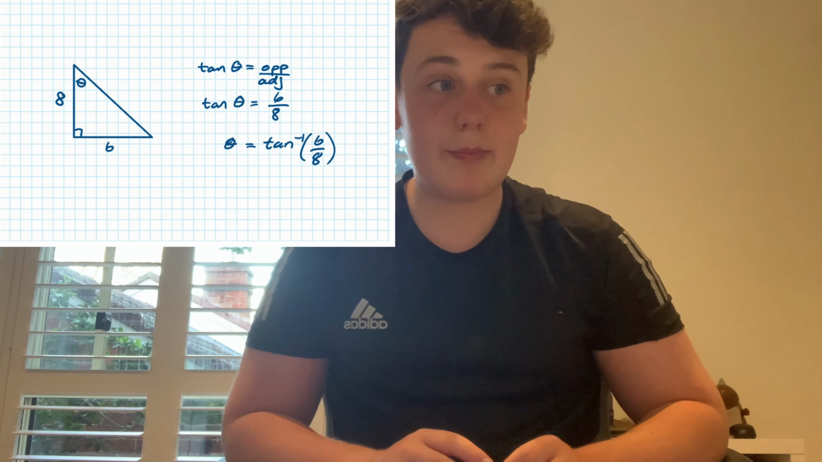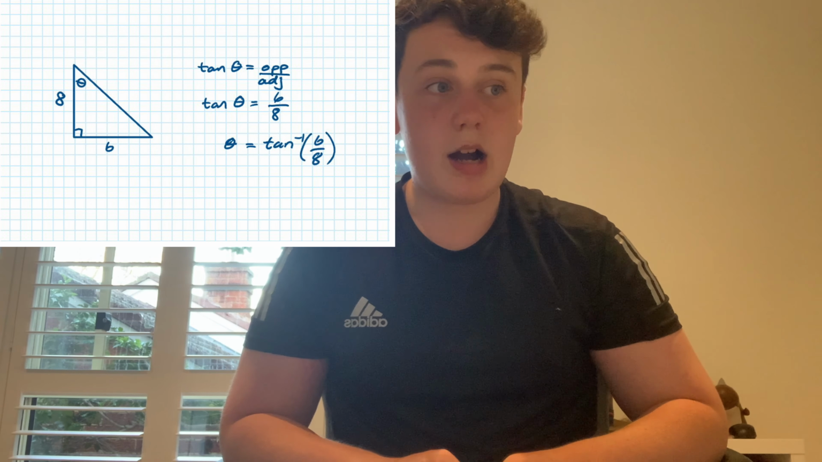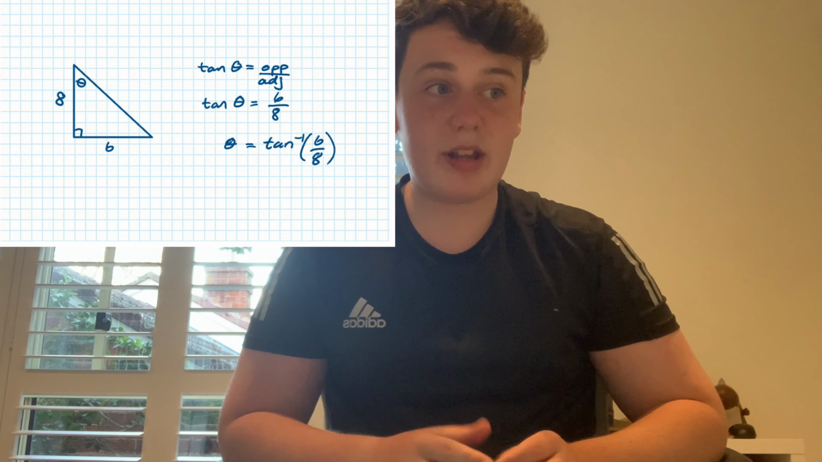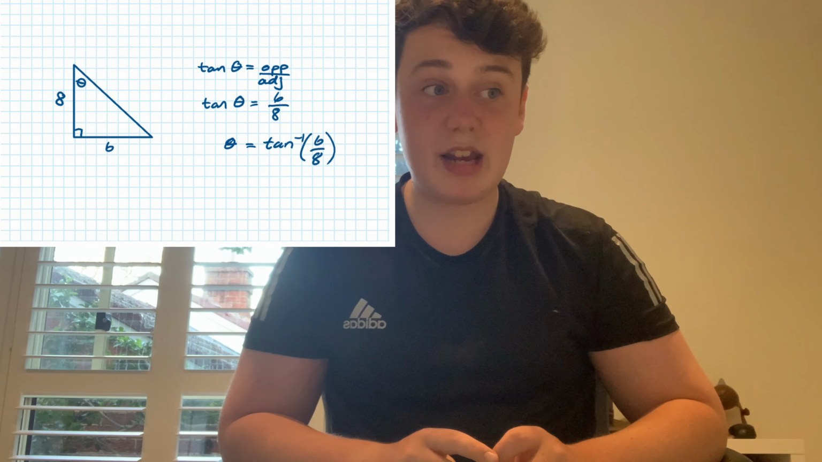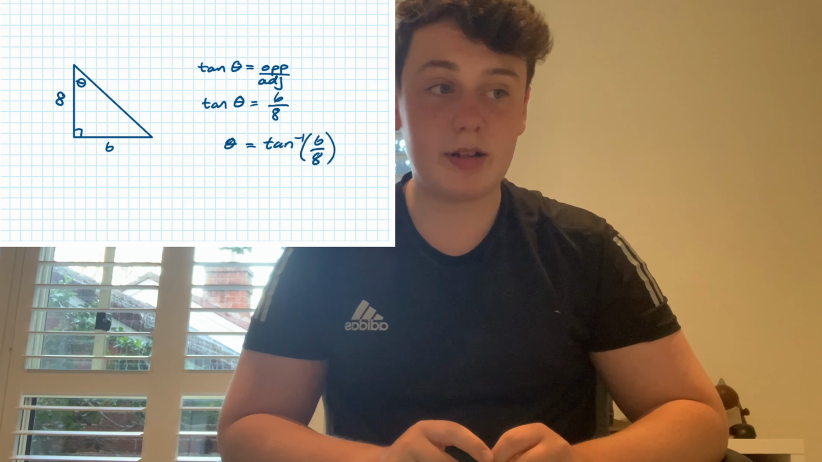So for the example up here, it is tan theta equals opposite over adjacent, and then tan theta equals 6 over 8, and then you have to rearrange that again, so it's theta equals tan minus 1 of 6 over 8. To do that on a calculator, you use the shift button and then press tan, and that will give you the tan minus 1 option, and that's how you'll be able to evaluate that answer.